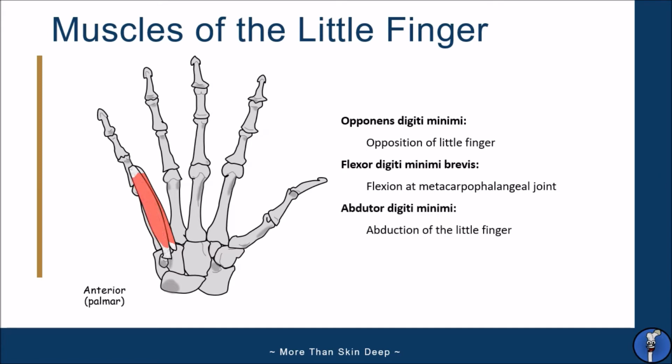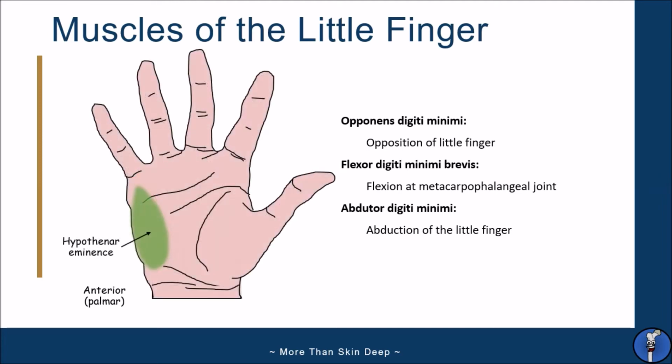Finally, we have Abductor digiti minimi, which goes from the pisiform bone and the tendon of flexor carpi ulnaris to insert into the medial part of the proximal phalanx alongside Flexor digiti minimi brevis. Not surprisingly, it abducts the little finger. Here we can see that these 3 muscles form the palmar hypothenar eminence. There are 2 more long tendons inserting into the palmar aspect of the little finger, but these will be covered later.